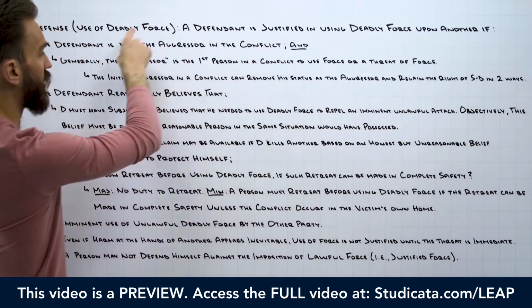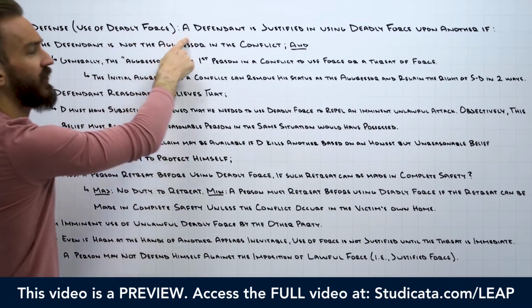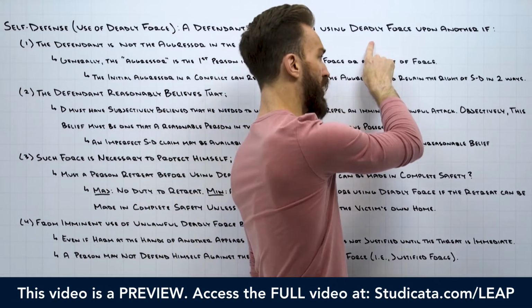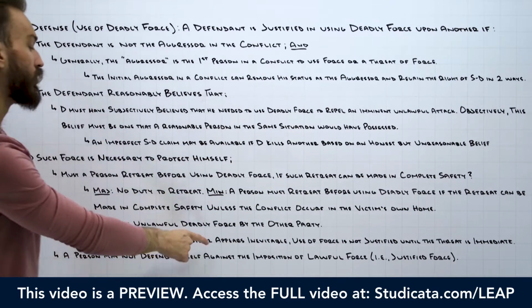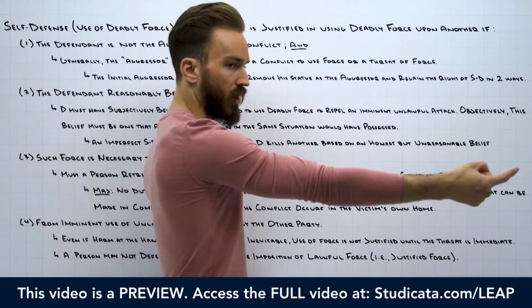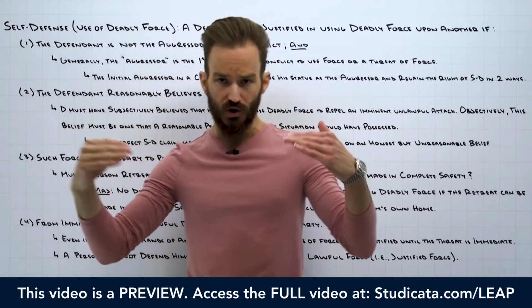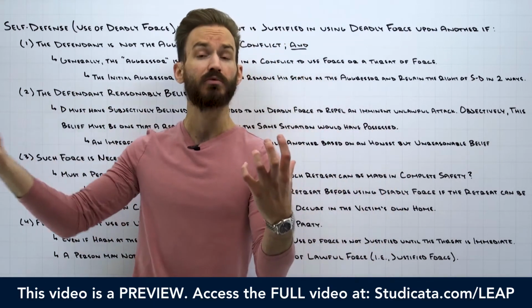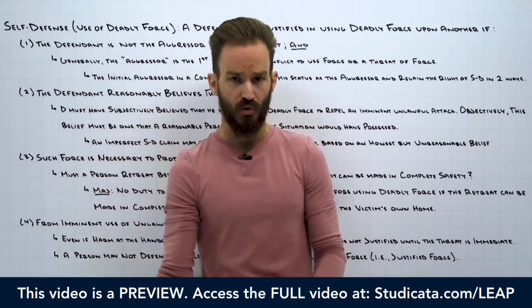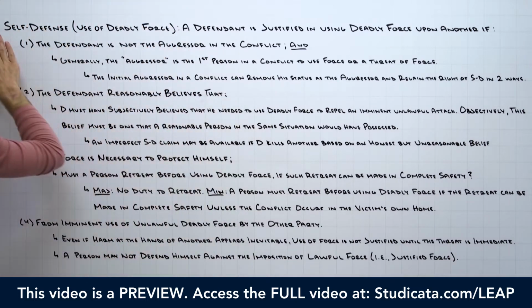So here, when we're talking about the use of deadly force, we say a defendant is justified in using deadly force upon another, and we go through these elements, and we talk about in element 4, from imminent use of unlawful deadly force by the other party. Right? There has to be that proportionality between the force that the defendant uses and the force that he was threatened with, right? We need that proportionality for the defense to be successful.